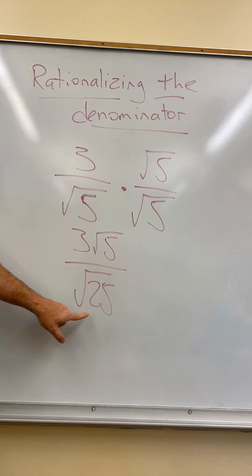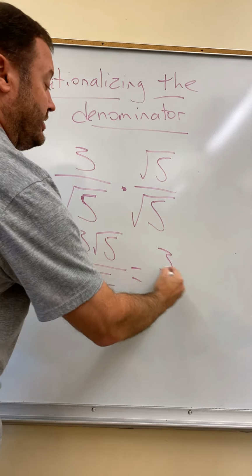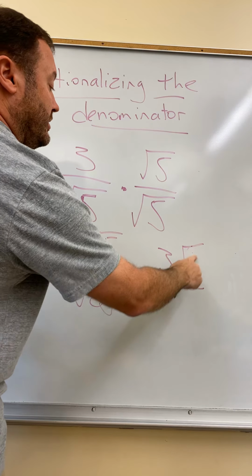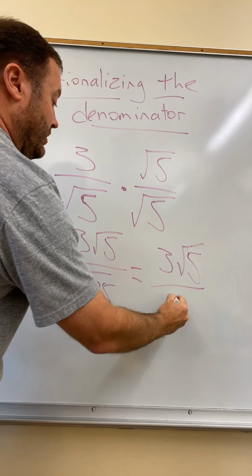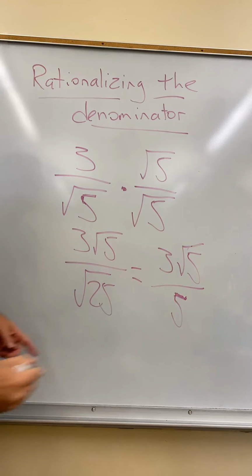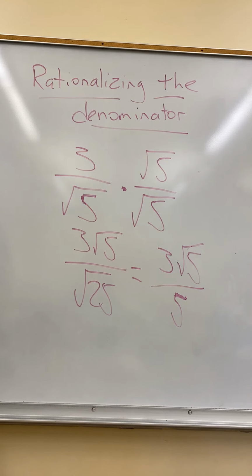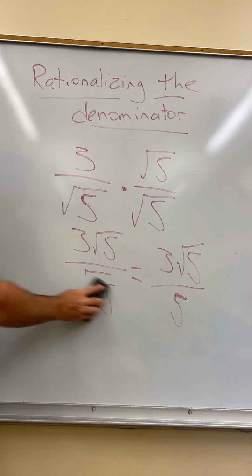What is the square root of 25? It's 5. So you get 3 times the square root of 5 over 5, and now you no longer have a square root in your denominator, so you can have that as an answer. So that works as your answer. Anytime you're simplifying these, you can't have the square root as your denominator. So anytime you see that, you're going to have to do something called rationalizing the denominator, and you have to get rid of that square root.